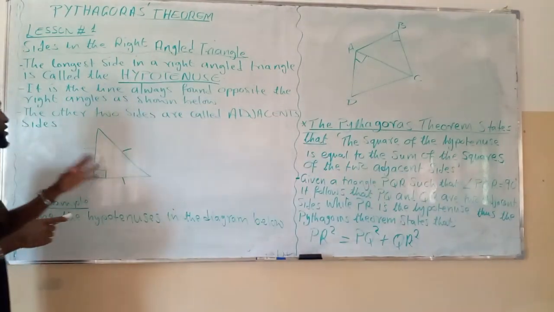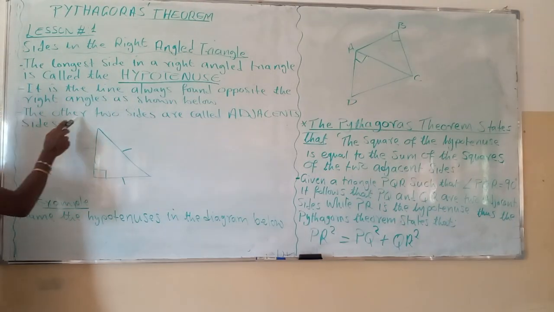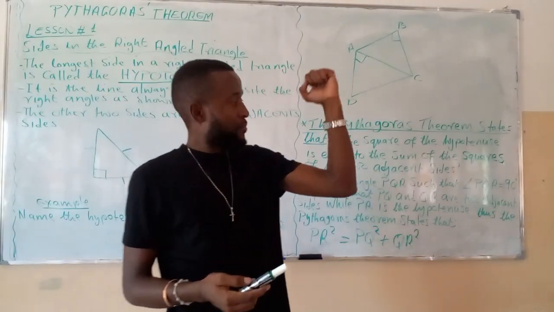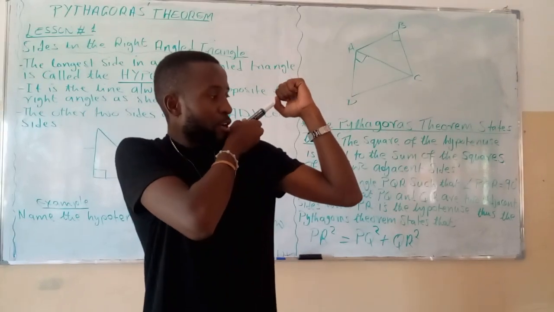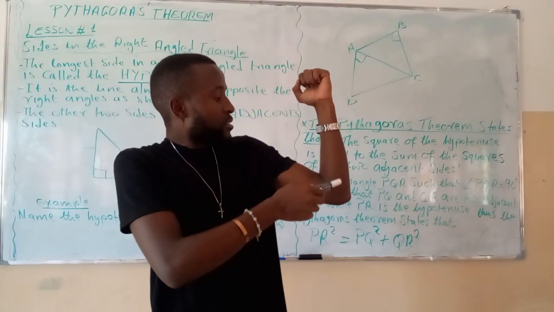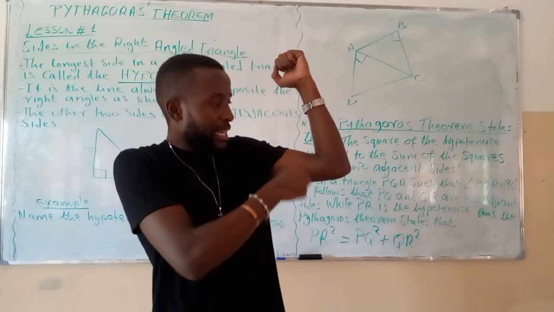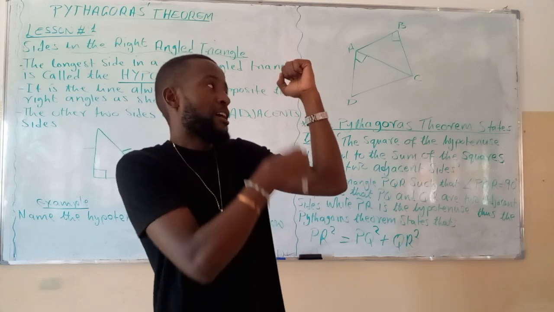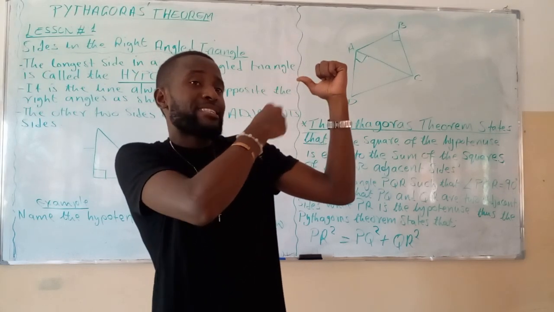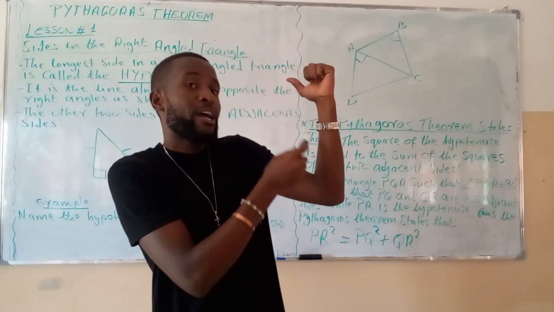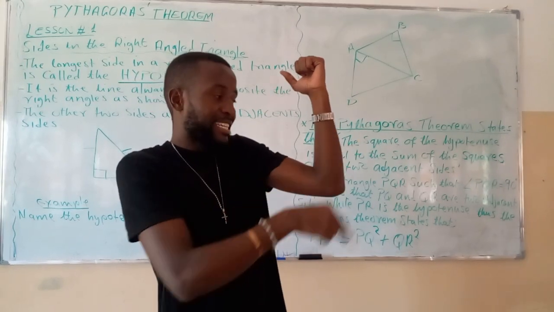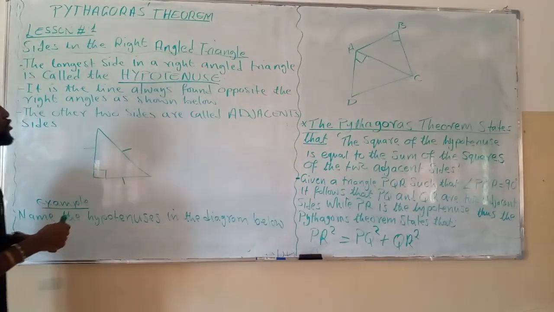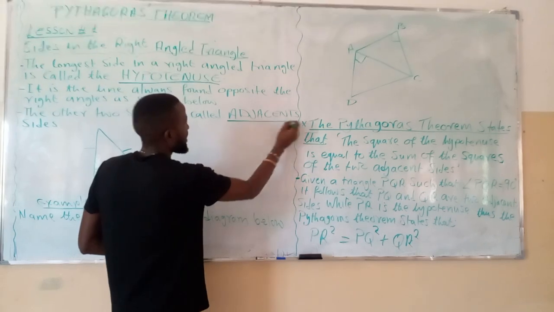We shall see that in a real drawing. The other two sides are called adjacent. Now, you remember, this is my triangle. If I formulate this triangle, it will be like this. These two sides, this one and this one, are what we call the adjacent. But the one here on top is the hypotenuse, which is opposite this angle. So this and this are my adjacent. So these two sides are called the adjacents.